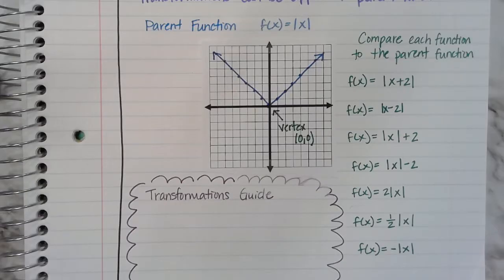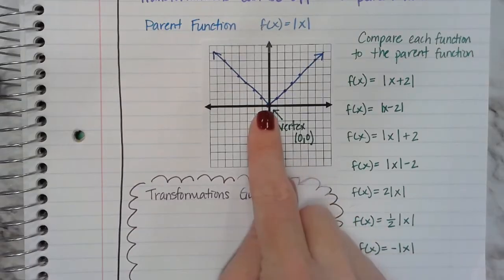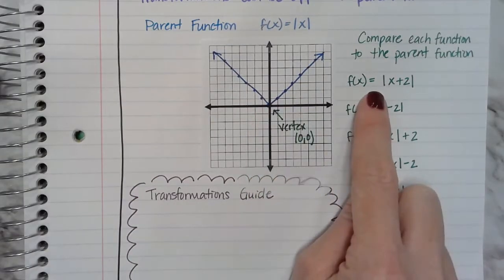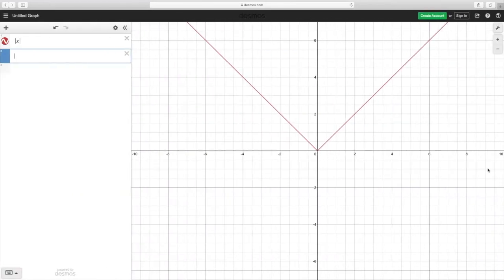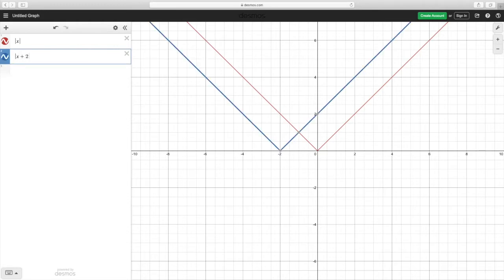So the first thing we're going to do is compare the parent function to this first one, f of x equals the absolute value of x plus 2. So I'm going to go over here to Desmos, and I already have typed in the parent function, the absolute value of x, okay? And so this looks just like the graph on our notes. Now I'm going to type in the absolute value of x plus 2. And we're going to take a look at comparing these.